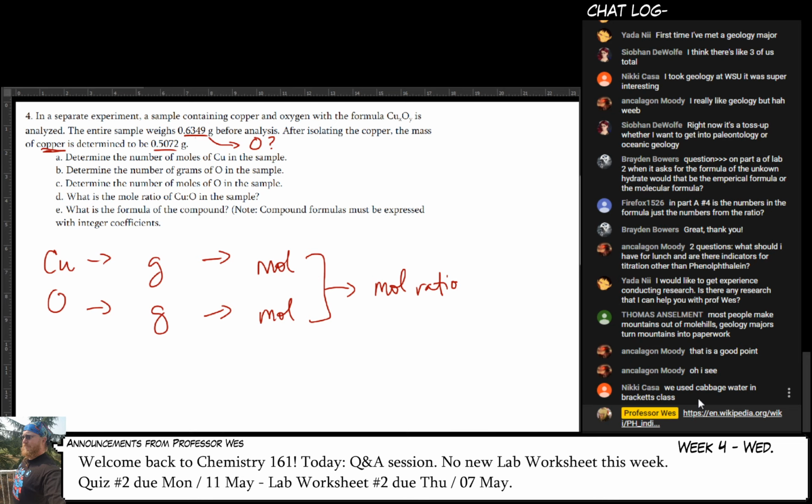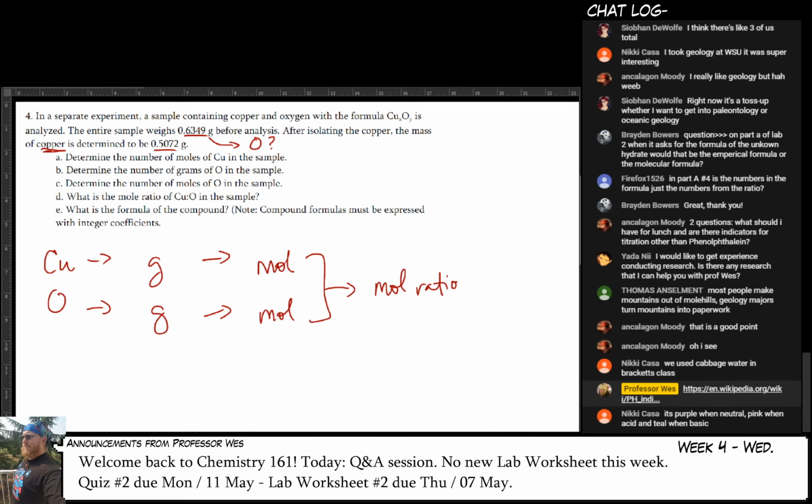Yeah, cabbage water is a good indicator, and I actually don't know which indicator that is. That's something I would have to research. I would have to look up what the chemical is in red cabbage, because that's a very good indicator. Gosh, I'm trying to think of what the colors are, but I do the cabbage experiment once a year, and I never remember the colors.